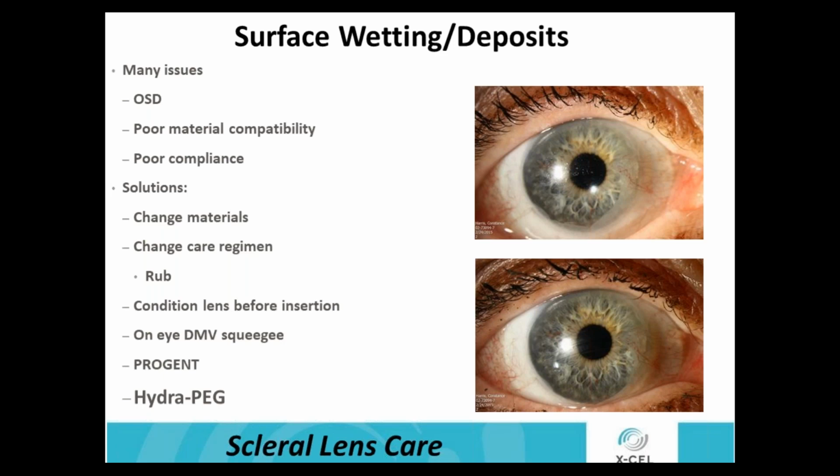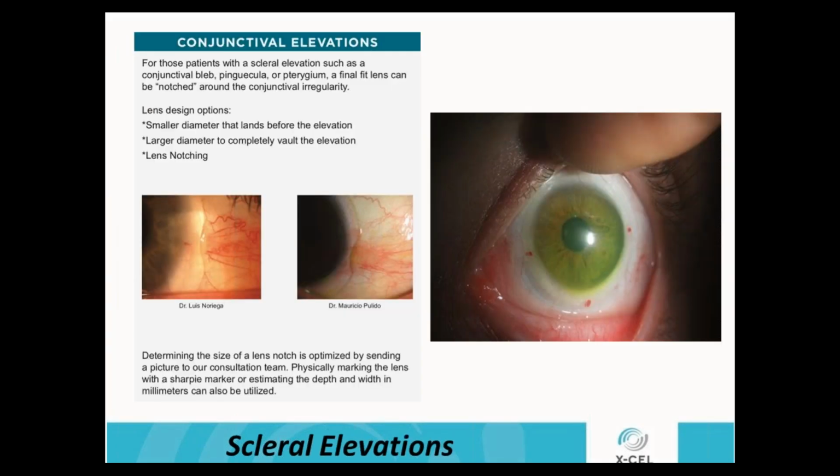So when we put that polyethylene glycol on there, creating that nice surface, it is deposit resistant. And it does help with that compliance, really. So if they aren't that great at cleaning the lens, if they do have the HydroPeg, they can go a lot longer with that without getting the deposit buildup they may get without having the HydroPeg on there. So options for that surface wetting and deposits. Again, we've got to look at it, know the information, and then make the changes from there.